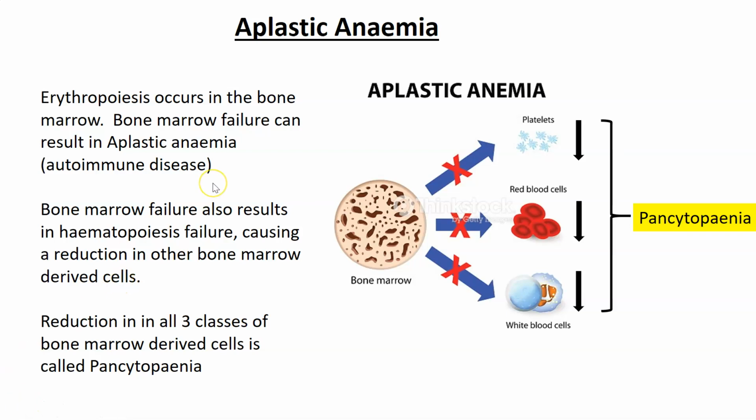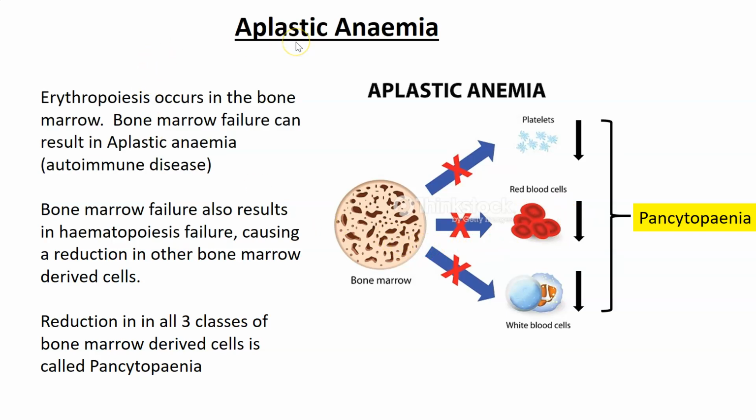Another type of anemia, again extremely rare, is aplastic anemia. This is when there's a failure in the bone marrow. Your bone marrow fails. All the cells that make up your bone marrow fail. And because erythropoiesis happens in your bone marrow, there's a reduction in red blood cells.